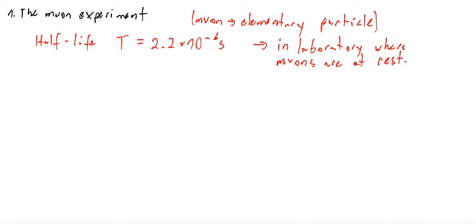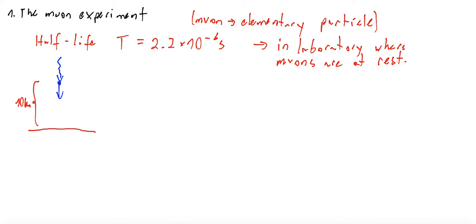Okay, and muons are also created in our atmosphere around 10 kilometers above the Earth's surface by cosmic rays from the sun. So let's imagine that this is the Earth and this is a height of 10 kilometers. Cosmic rays from the sun at a height of 10 kilometers create muons.